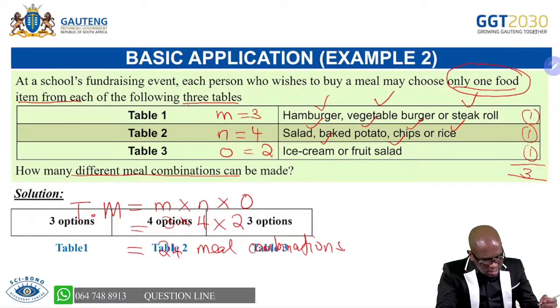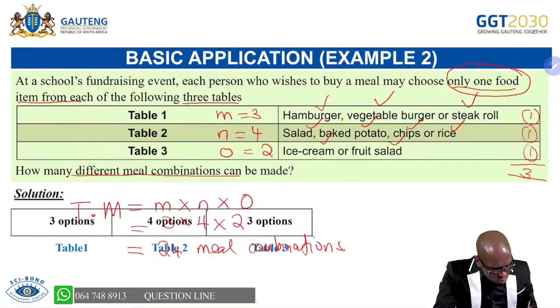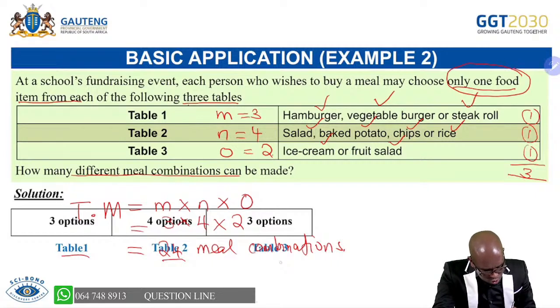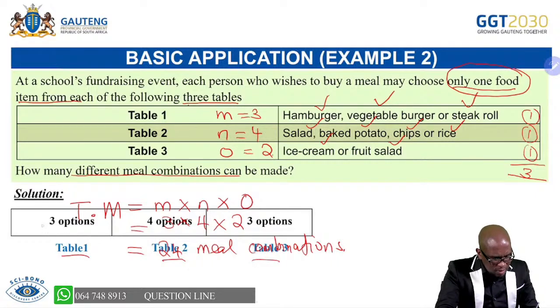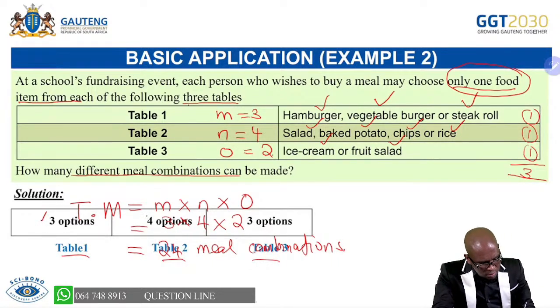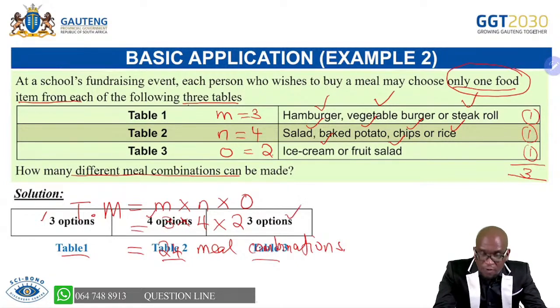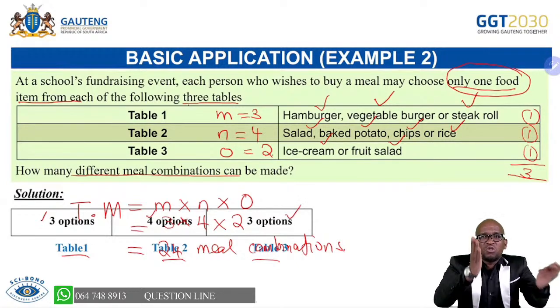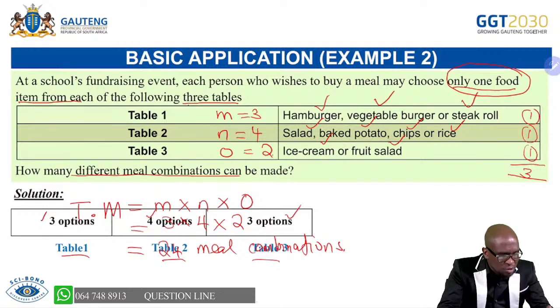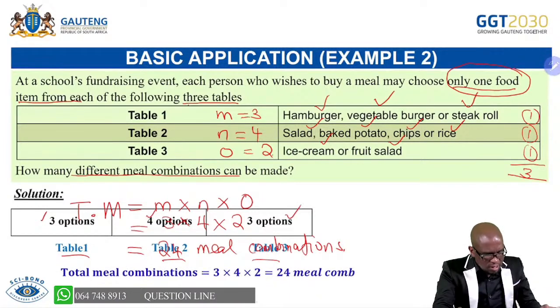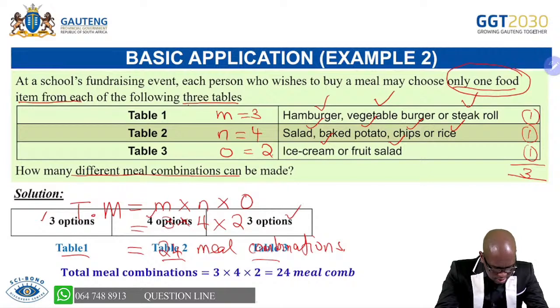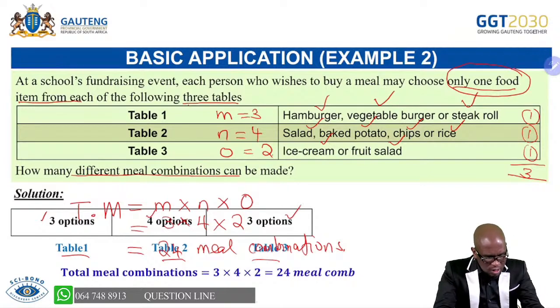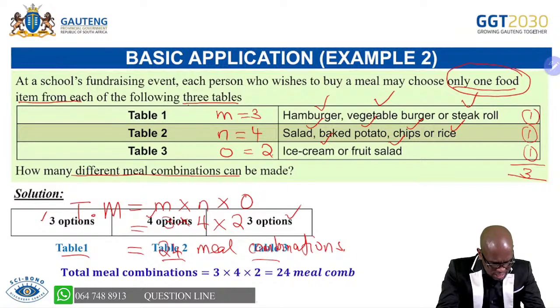You see here, I did put up the solution there to say we have table 1, we have table 2, we have table 3. In table 1, there are 3 options. Table 2, 4 options. Table 3, 2 options. Now, the fundamental counting principle says you should multiply the options together. So you can see there the total meal combinations is 3 times 4 times 2. That would give us 24 different meal combinations like that.